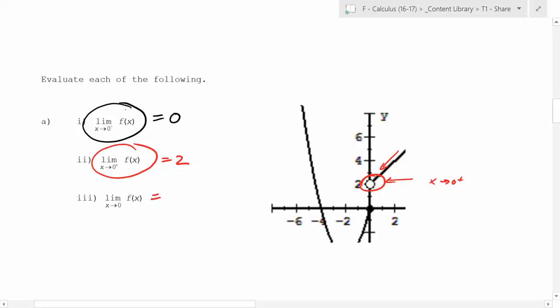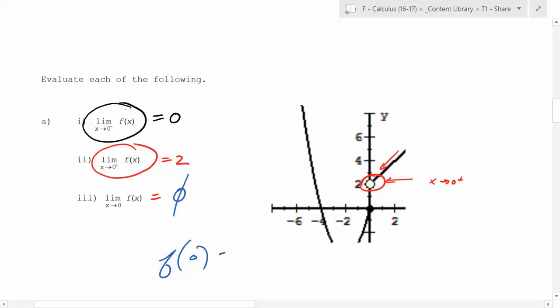What do we say this equals? Undefined. Yes, it's undefined. Why is it undefined? Because it's different from the right and the left. Correct. The left and right-hand limits are different. Here's a question for you. What is f of 0? What is the function evaluated at 0? When you plug in 0 into that function, what is the output?